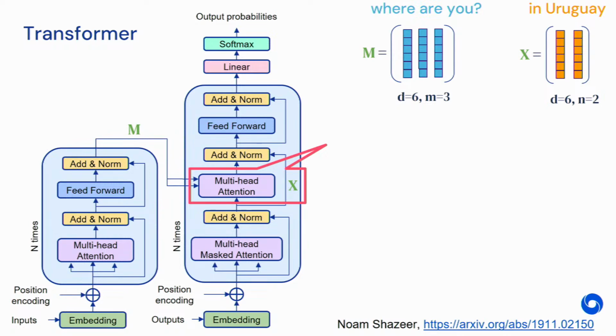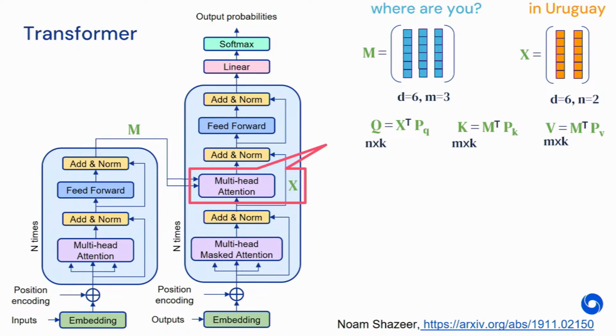The operation is as follows. Let's assume here we have dimensionality 6, and we have 3 tokens that we're going to cross-attend to. So that's what people call cross-attention. We're going to cross-attend to these M tokens using the X tokens. The first step is we introduce matrices of parameters, P query, P key, and P value, and we project them into matrices that we call the queries, the keys, and the values.